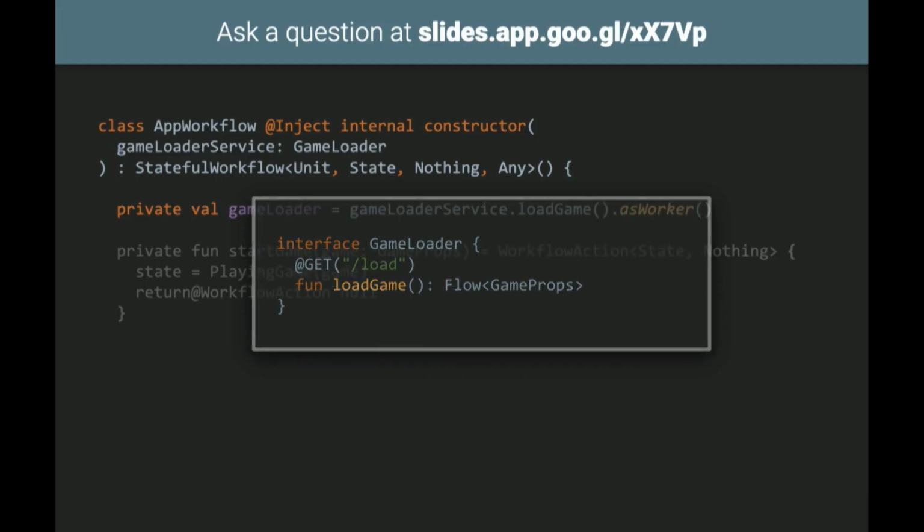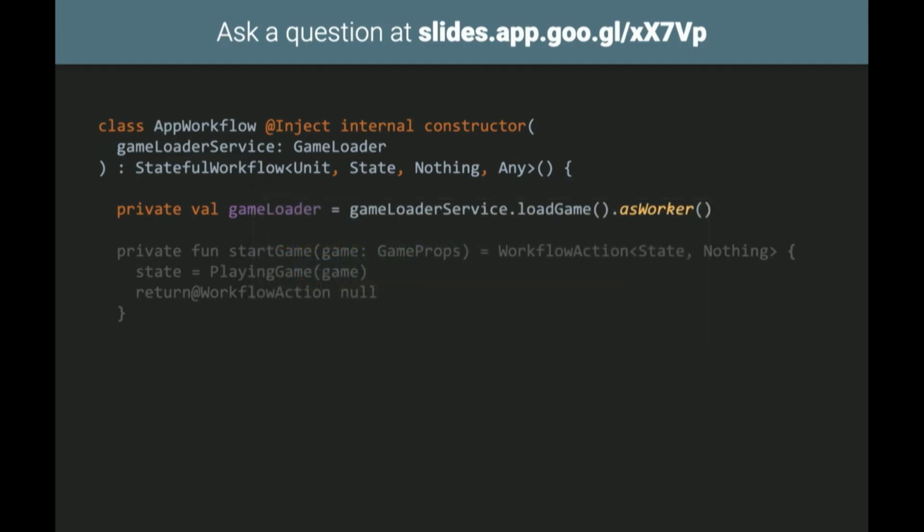So we're going to inject that game loader into our app workflow, which is now a class. And here we're pretending to use Dagger, but you can use Koin or whatever else you want to use. So we just inject that, and then we call load game and turn that into a worker and store that in a property. Normally, you don't want properties in your workflows because your state should all live in your separate state type. But dependencies like this aren't really state; they're just dependencies. So it's really common to inject a lot of services and stuff like that, so that you can refer to them later.